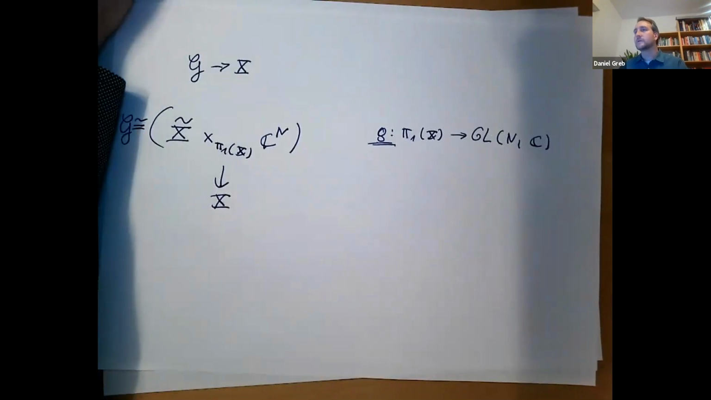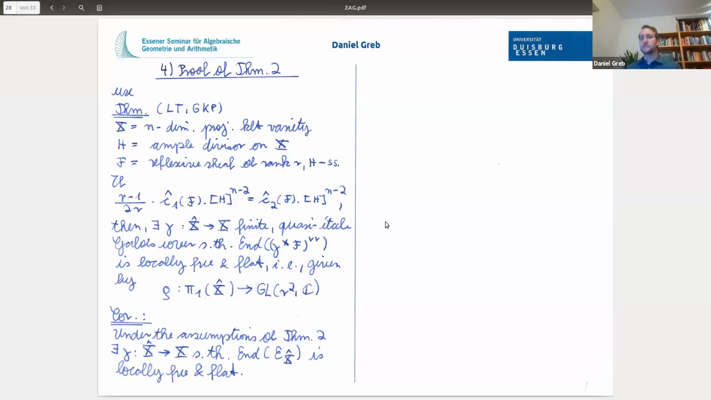Okay, let's go back to here. So this in particular means this reflexive sheaf is locally free. So what does this mean in our setup? It means that under the assumption of theorem 2, yeah, so let's go back.